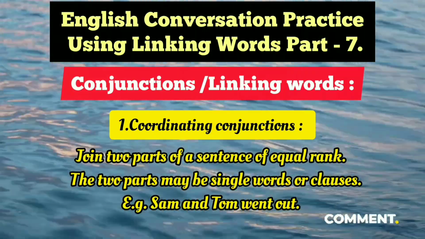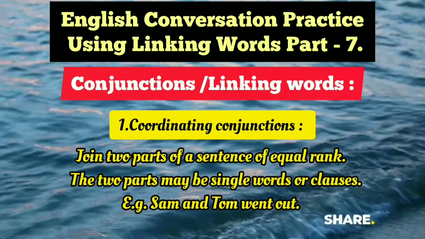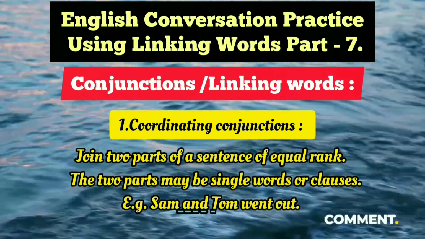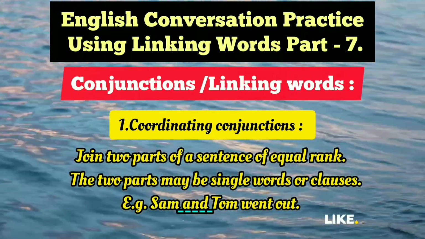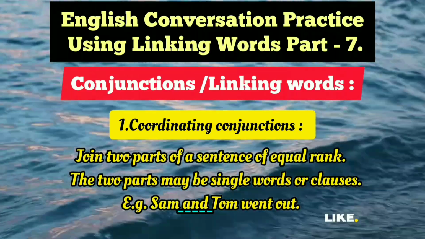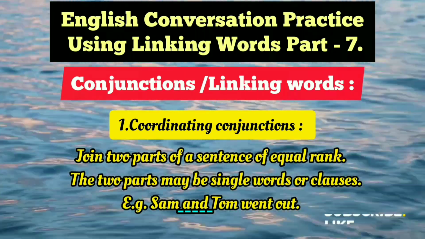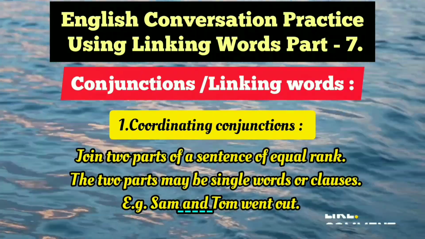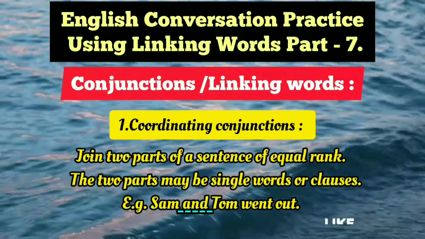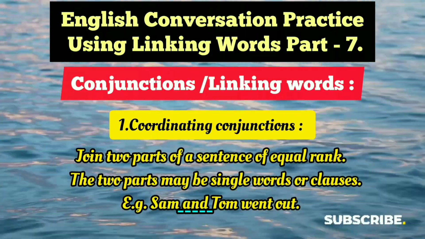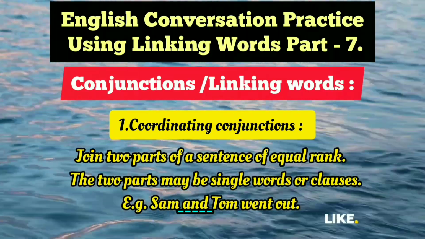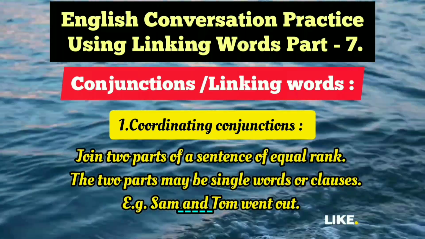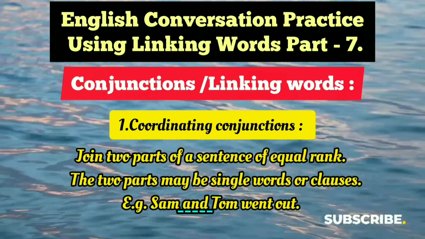So let me show you what exactly it is. I'm going to give you an example. As you see, Sam and Tom went out. Here and is a coordinating conjunction because it's joining Sam and Tom together and making it one sentence. I'm quite sure it's crystal clear. In this way we use coordinating conjunctions, and all coordinating conjunctions are quite essential to join two parts of a sentence of equal rank and to make them one.